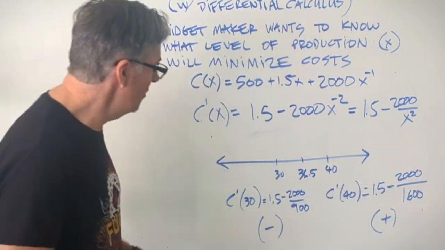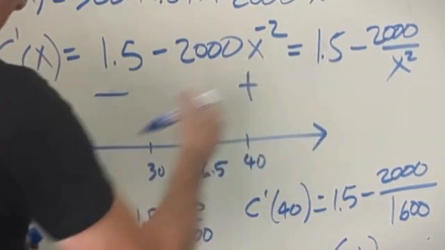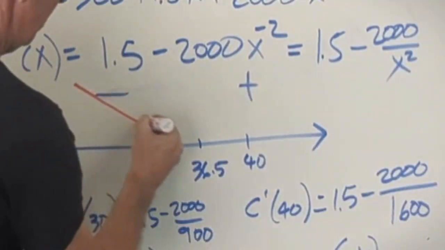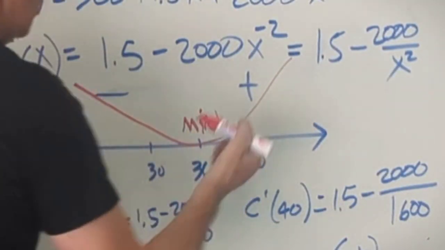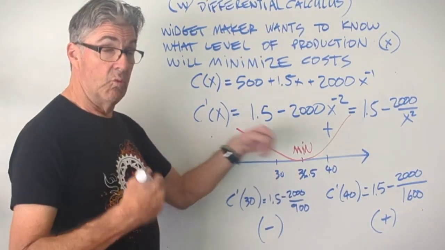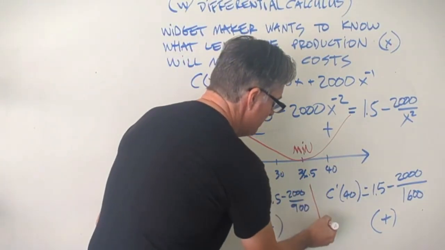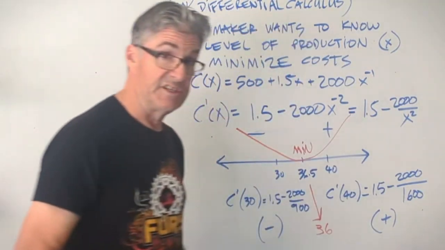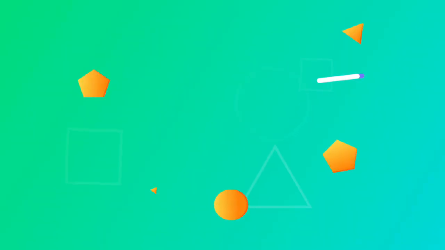So on my graph, I have a negative and a positive, and so that tells us that we are decreasing along here and then increasing there. So this is a min. So that means that 36.5 widgets will get us the minimum cost. Now, if you want to be meticulous, you need to round that. So 36 widgets, because we're not going to make a half a widget, we're going to make 36 of them.